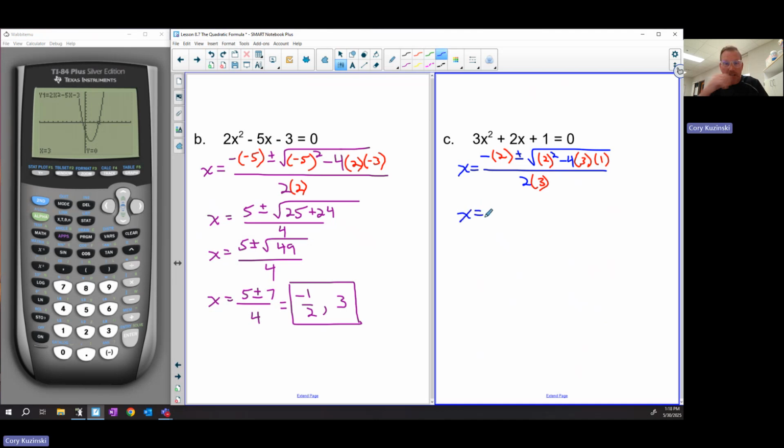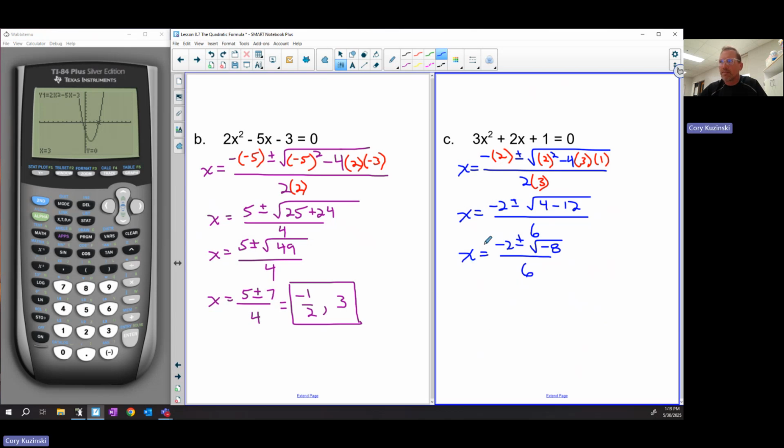X equals. As you get better at this, you can start doing this stuff on the fly. I mean, -b, -2, that's -2, plus or minus the square root. 2 squared is 4. -4 times 3 times 1 is -12. Ooh, interesting. Sure I did this right? Yeah, I did. All over 6. If we keep simplifying there, you'll see why I said interesting, because I get -8 right here.